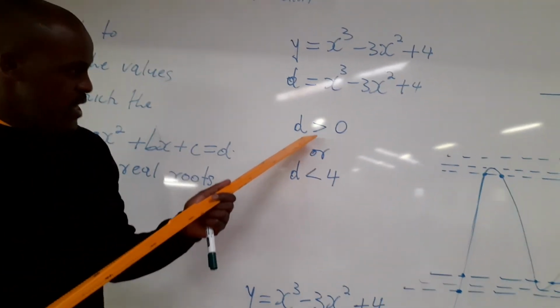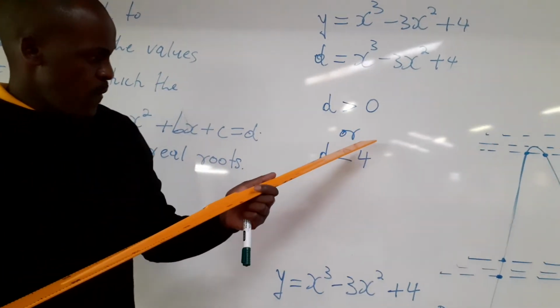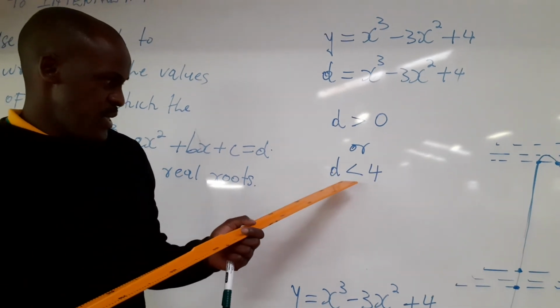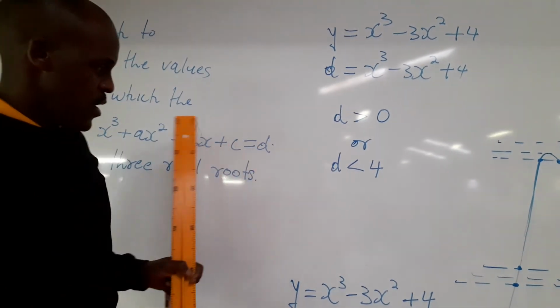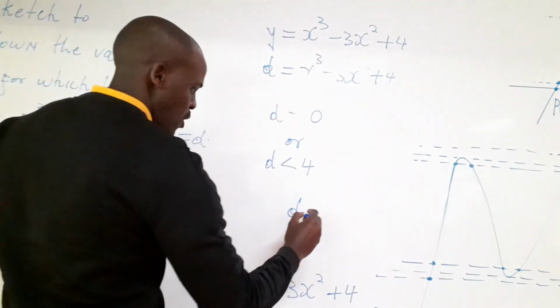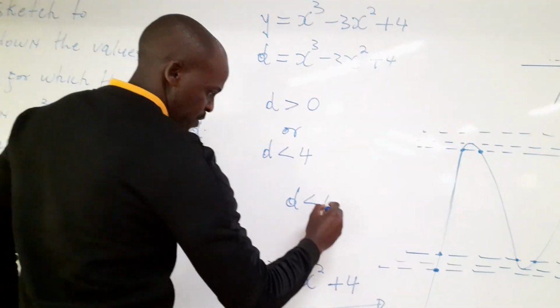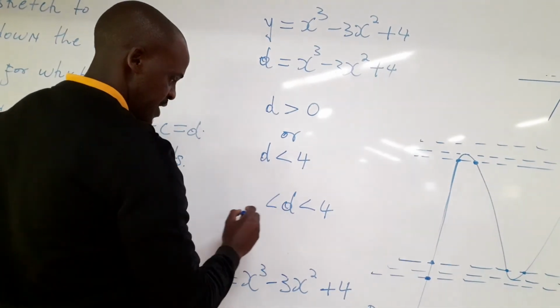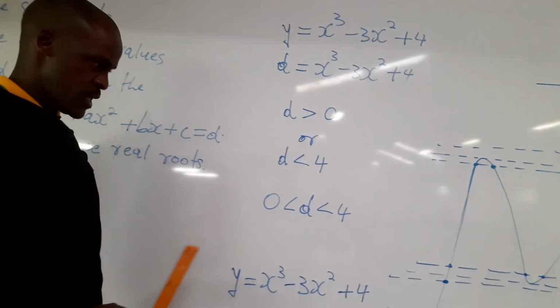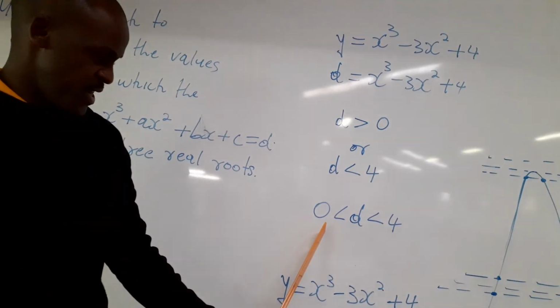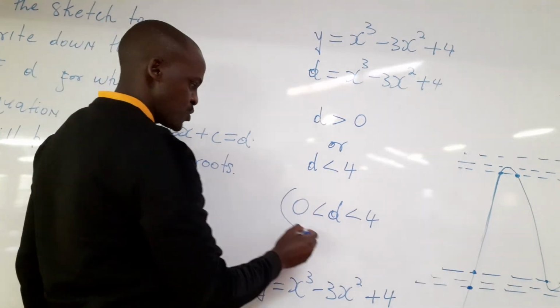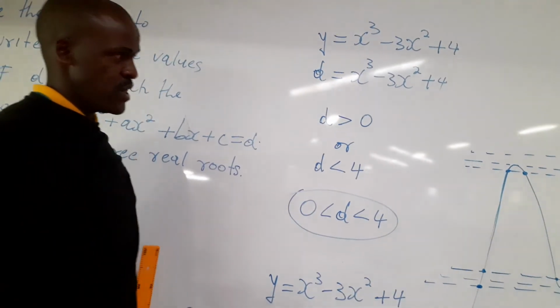It's where y is greater than 0 or y less than 4. It's where y is less than 4 but greater than 0. That's how to answer that question. Let's stop here.